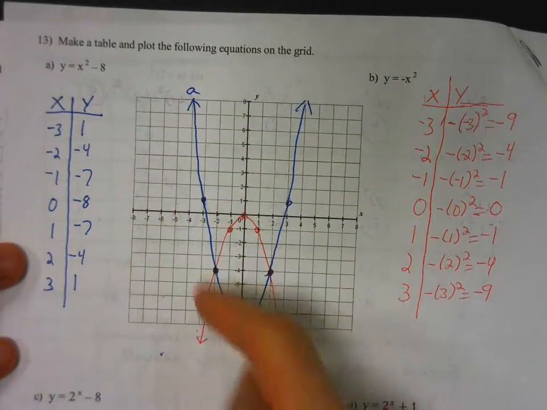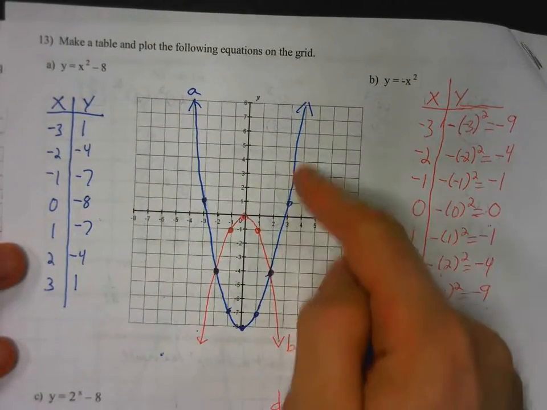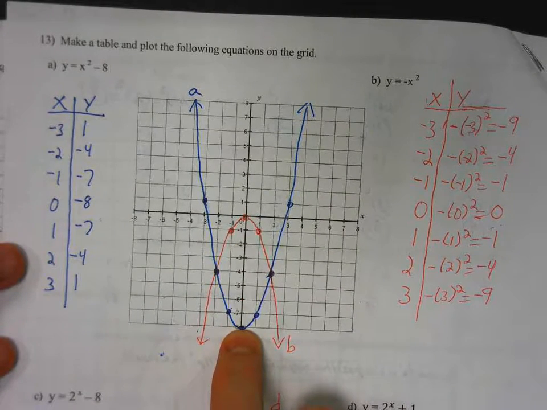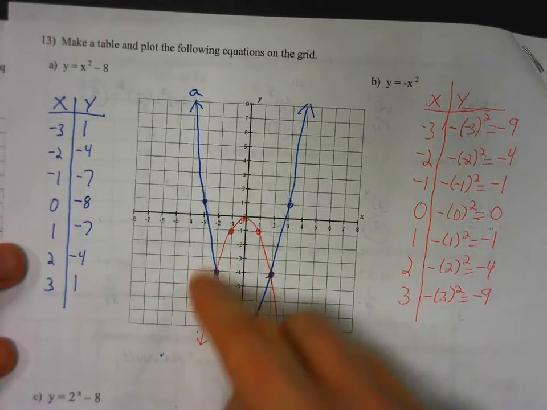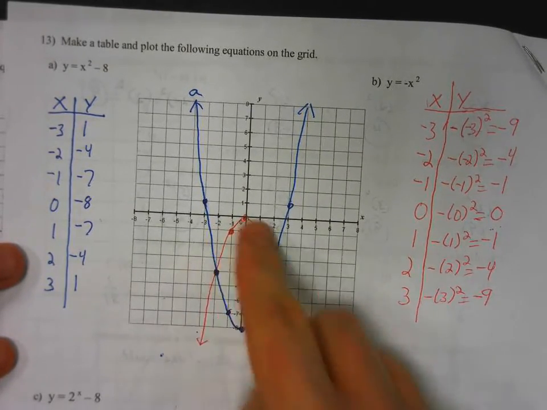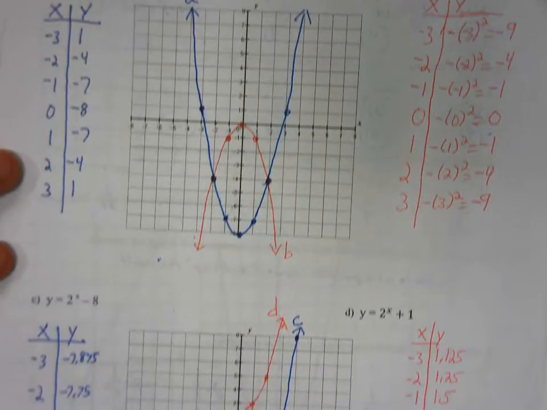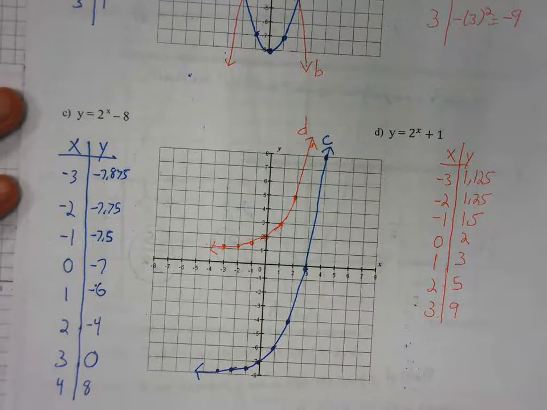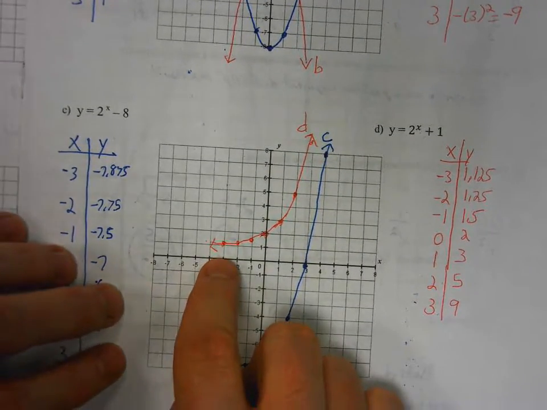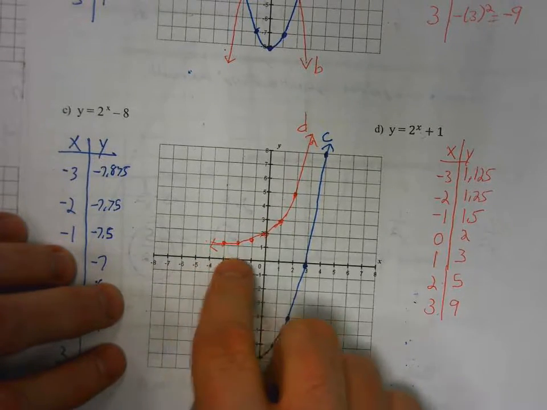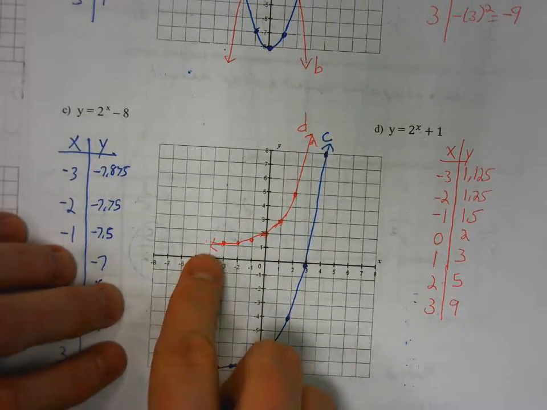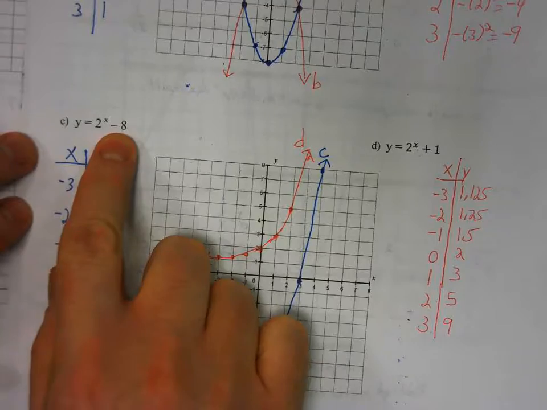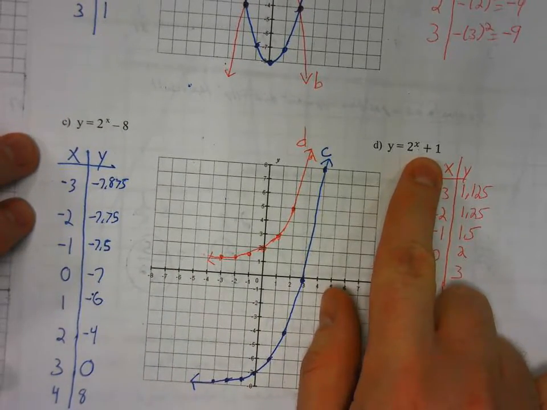Again, notice that this is your parabola shifted down 8 units. The original center was here at 0, 0, and now it's shifted down to 0, negative 8. And then the negative x squared graph is now upside down from the original. And then here are your exponential graphs. Remember, the original for the red one started out lower and shot up, and then it was higher compared to the blue one. So the blue one is down 8 from the original, and the red one is up 1 from the original.